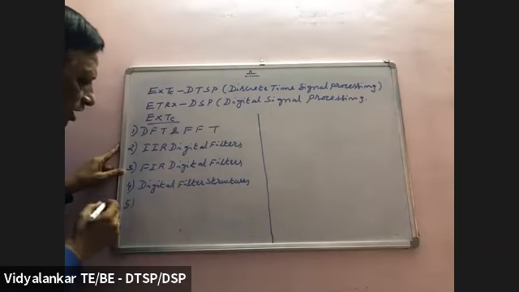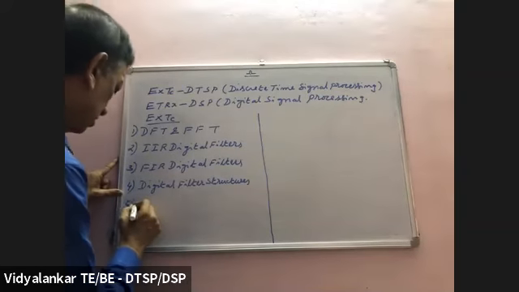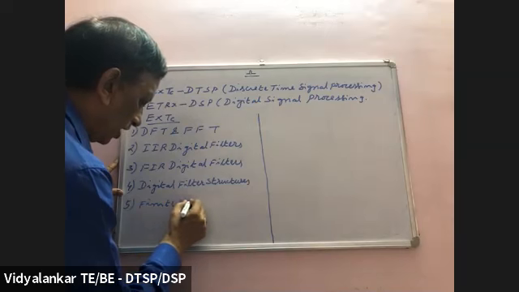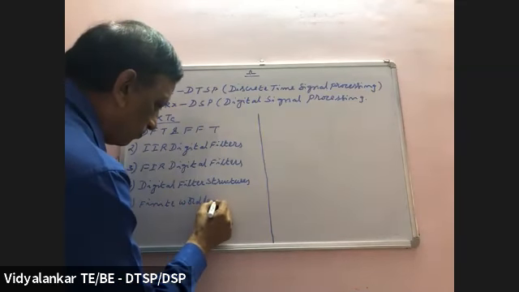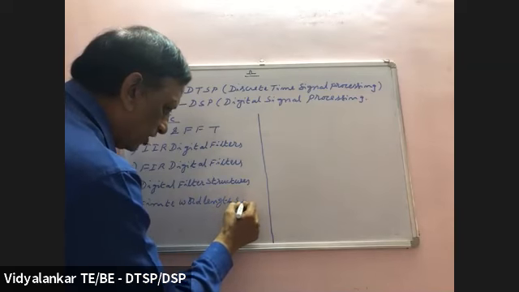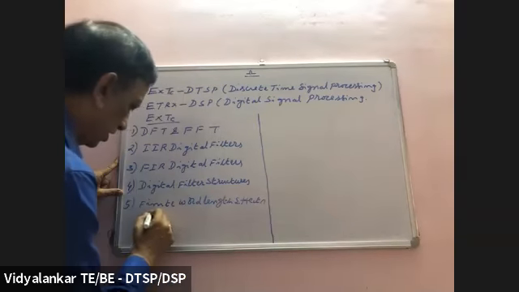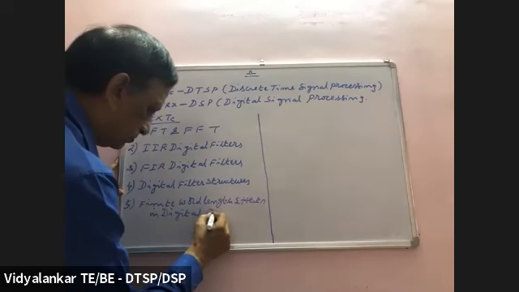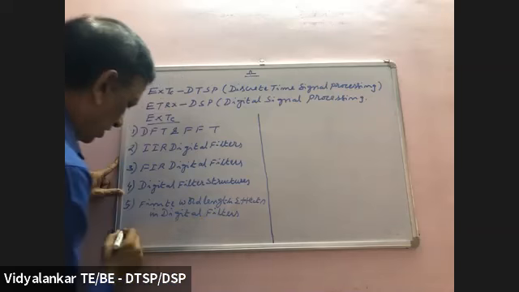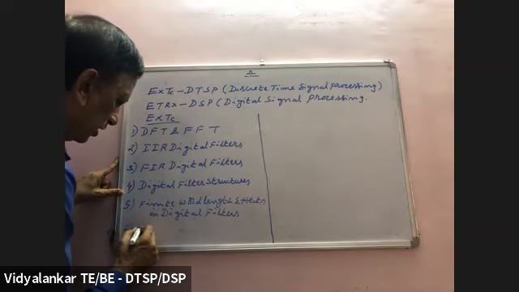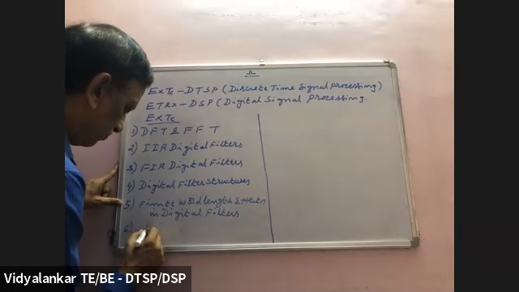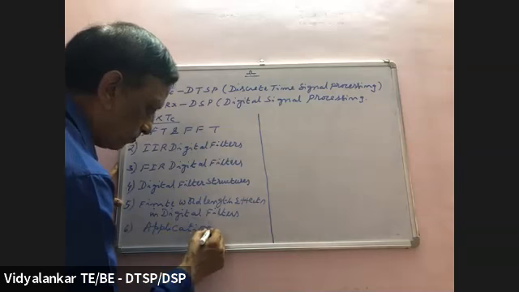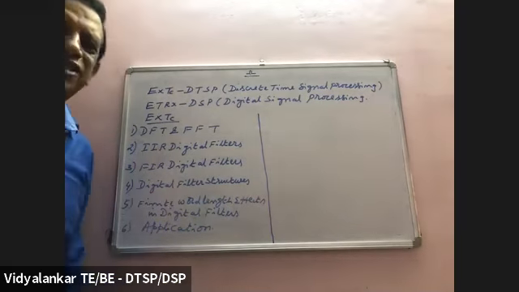And fifth module is finite word length effects in digital filters. And the last module is DSP applications. This is for EXTC.